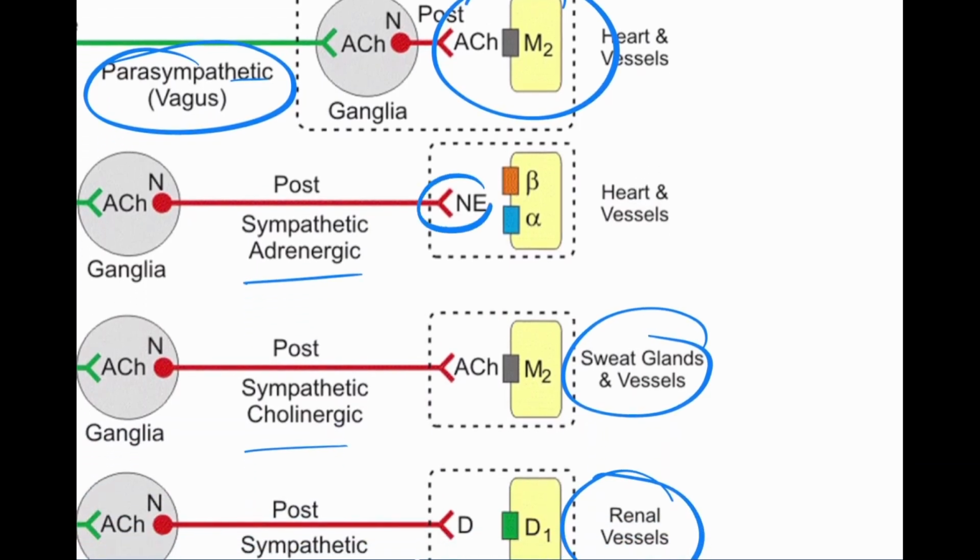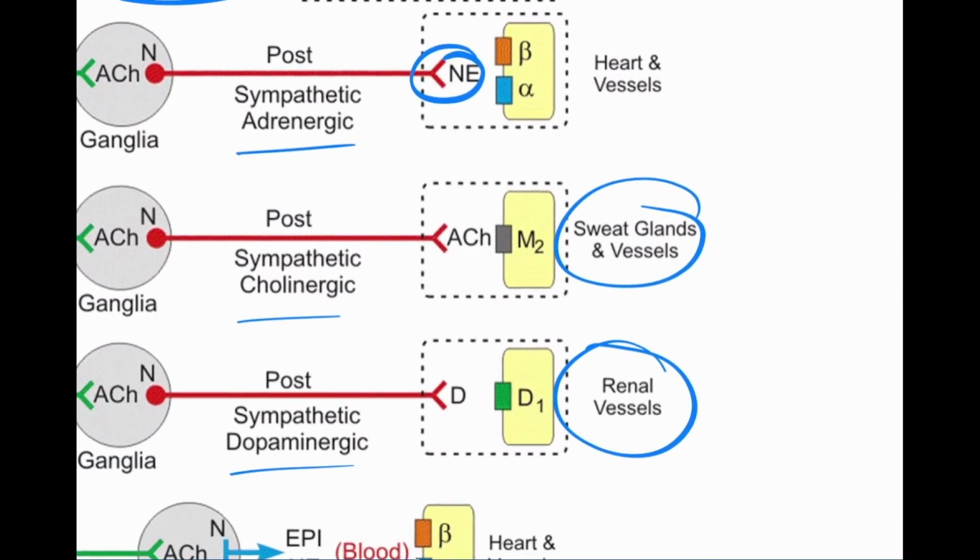Sympathetic, norepinephrine, and it's going to bind to your alphas and your betas. So here are your alpha and your beta receptors. Heart and your vessels. In the sweat glands and vessels as well.